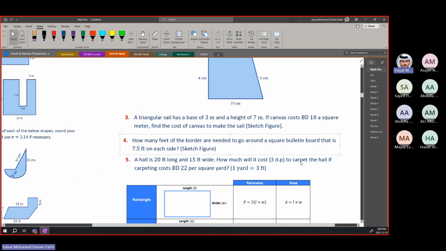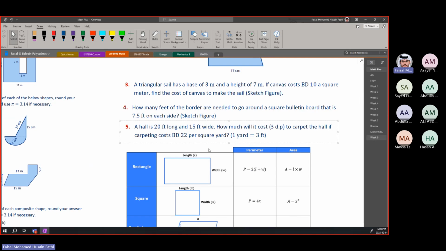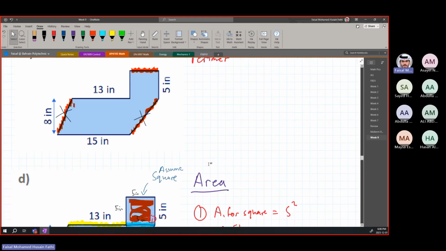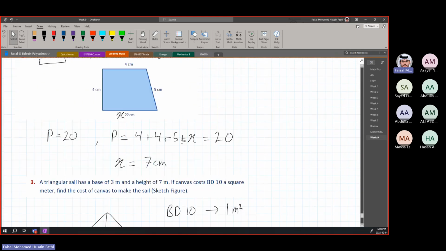Let's do this one, and then we'll leave that one. We'll do it at the very end. Okay. Wow, all this writing just today.